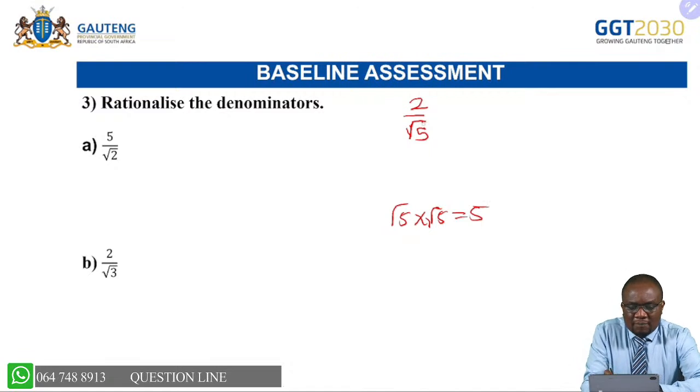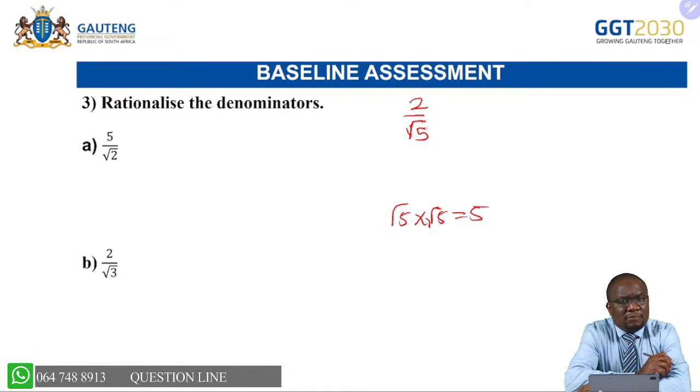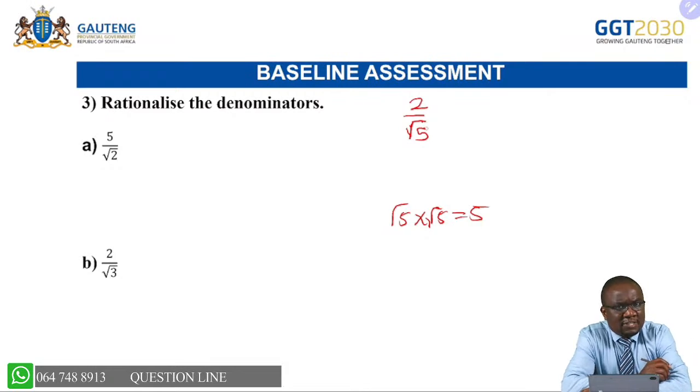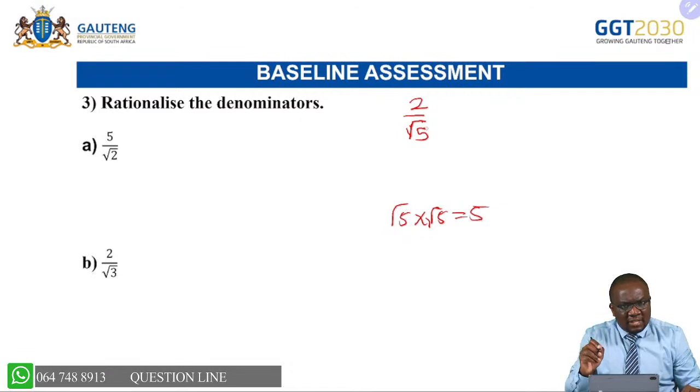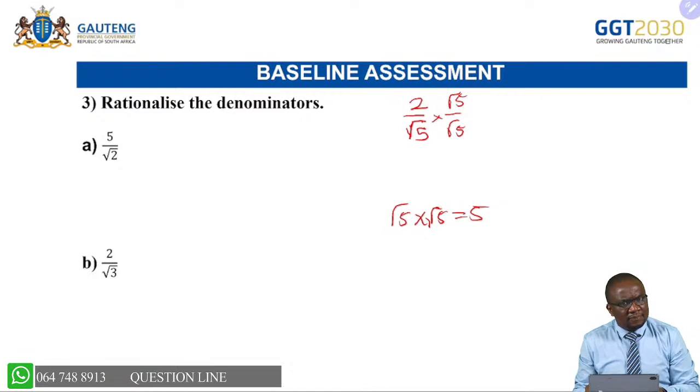Now, so I must multiply the denominator by square root of 5. But I can't just multiply the denominator only. Otherwise, my fraction will change. To make it an equivalent fraction, what I do to the numerator, I must do to the denominator. What I do to the denominator, I must do to the numerator. So I must also multiply the numerator by square root of 5 so that I have equivalent fractions. Okay?